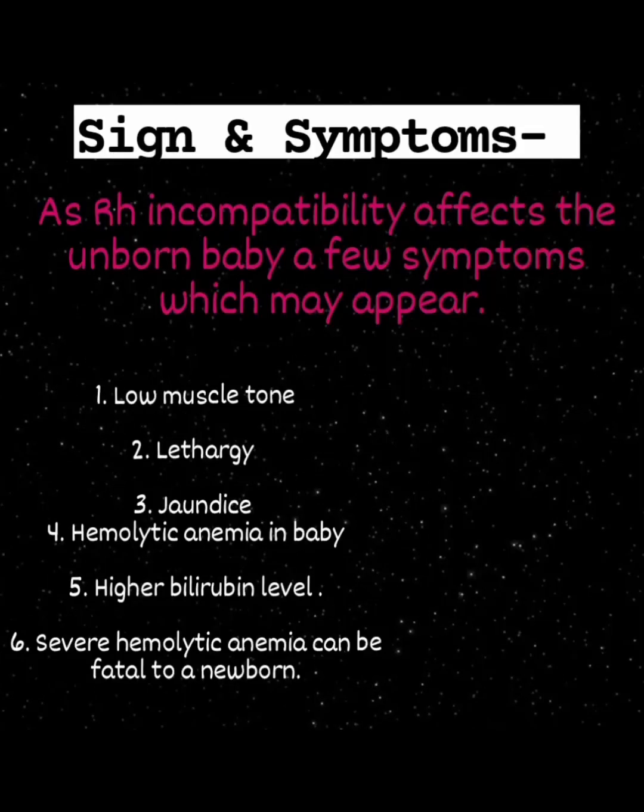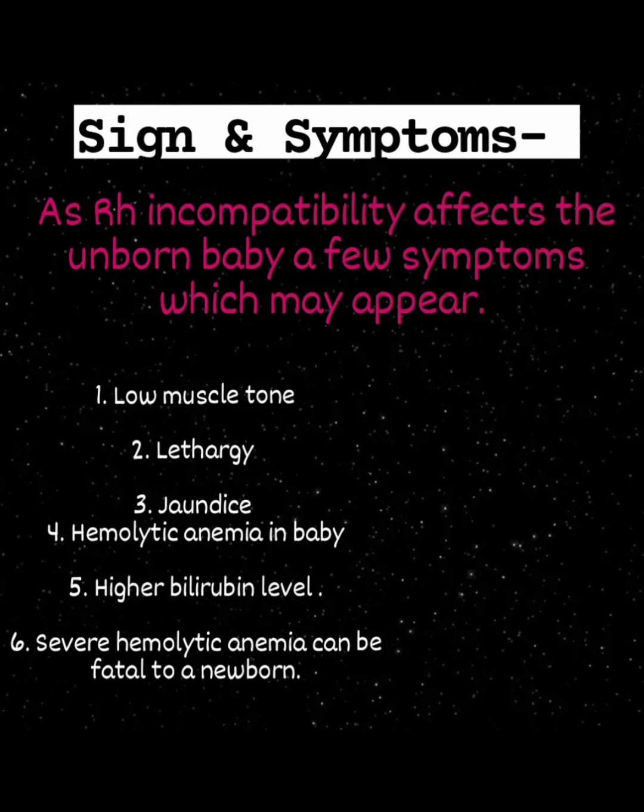Now, what are the signs and symptoms? As Rh incompatibility affects the unborn baby, a few symptoms can appear. For example, first one is low muscle tone, lethargy, jaundice, and hemolytic anemia in the baby. Now, what is hemolytic anemia in the baby? It is a condition in which RBCs are destroyed faster than the body can replace them. Next one is a higher bilirubin level.